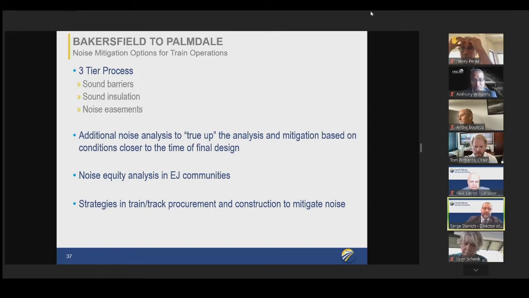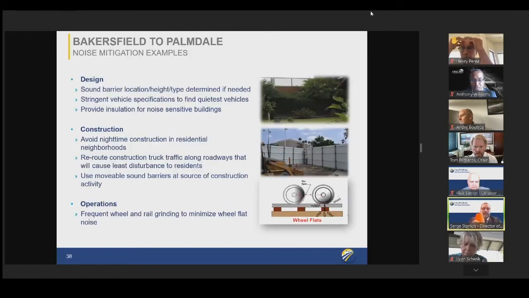Next slide, please. So here are a few of the noise mitigation. We have, as I said, through design, we can incorporate the sound barriers to determine where they're needed. We have vehicle specifications regarding the rolling stock that will be identified, and then insulation. We will also have some construction noise, and so we have limitations and best management practices to reduce construction noise, limitation of the nighttime and routing traffic to avoid quiet communities.